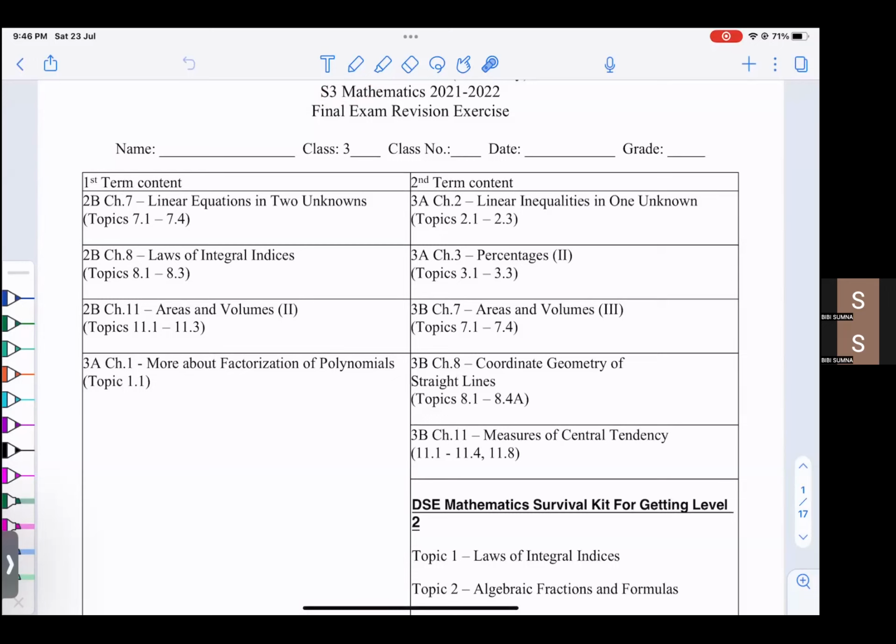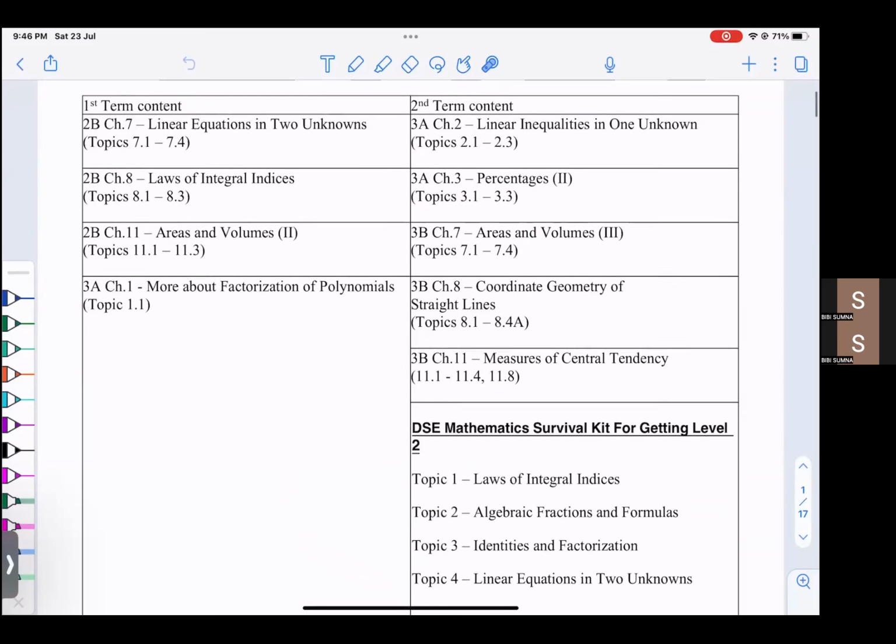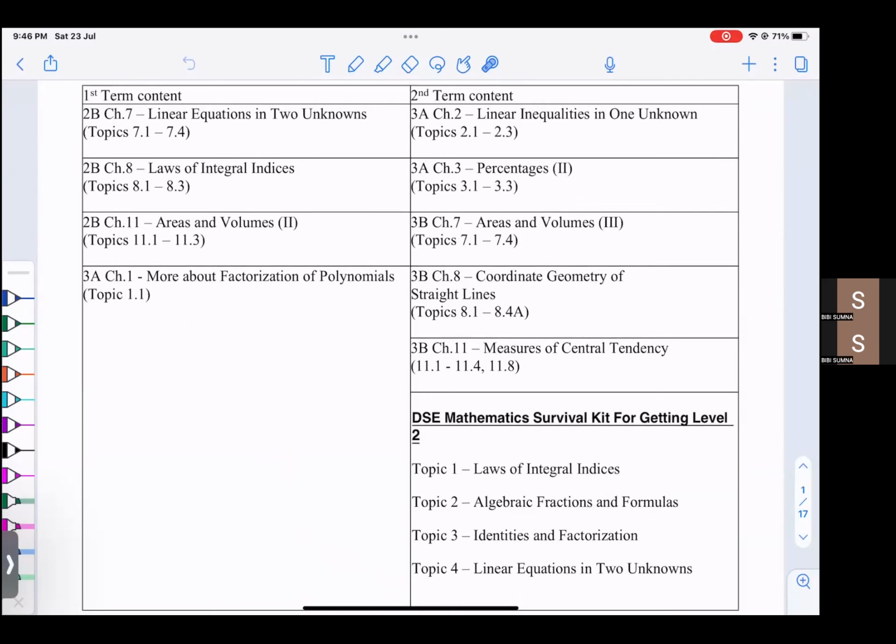So in this video we are going to do a little bit of exam revision for the Form 3 maths. This was actually from a secondary school in Hong Kong. So let's see what they need for their exam. They will have content from both first term and also second term.